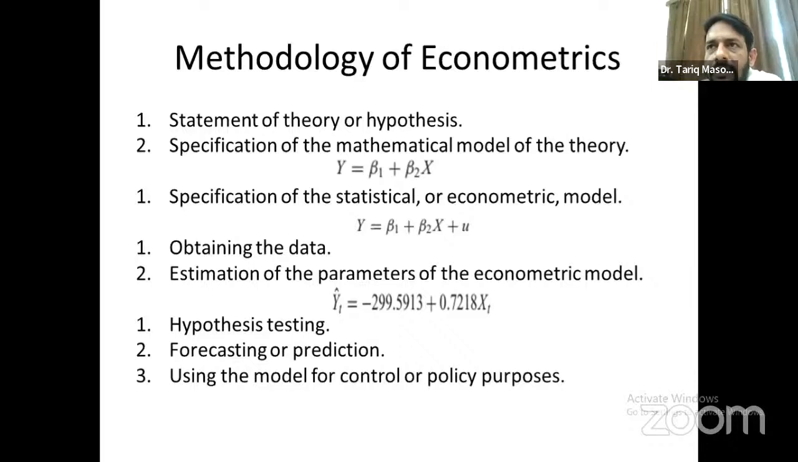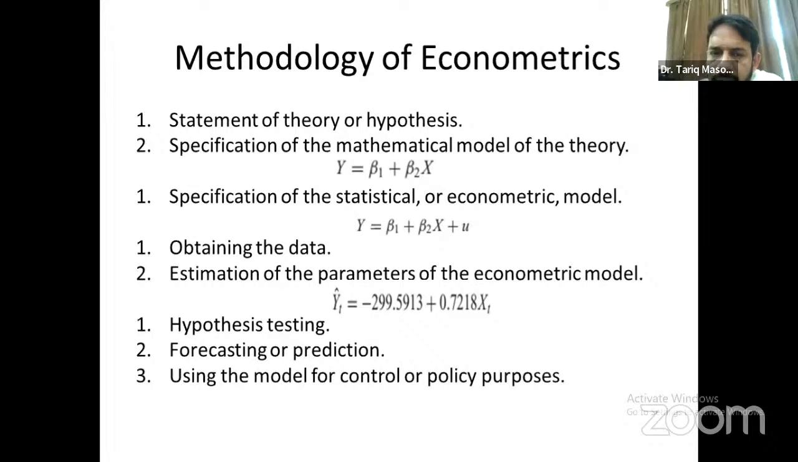Suppose the original relationship is non-linear, but by mistake you are formulating a linear model. Like in this case, we are formulating a linear model. So that non-linearity is also included in u. So a number of other factors other than x are included in the error. This is the basic difference between the mathematical model and the econometric model.